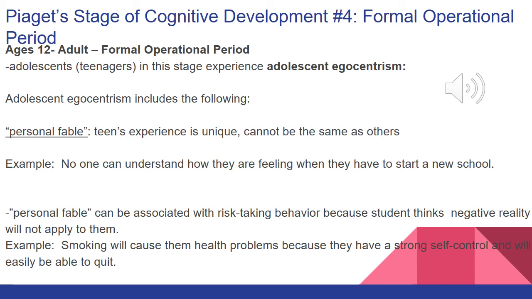Another thing that can be problematic with the personal fable is that students can engage in risk-taking behavior because of this. They might think that they are unique and invulnerable to negative consequences. An example might be they think, oh, I can engage in smoking. Even though they know that smoking causes significant health problems, they might think, oh, well, I'm different. I can quit whenever I want. I have good self-control.